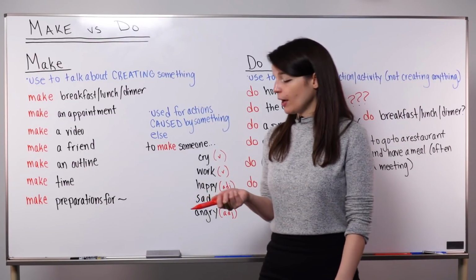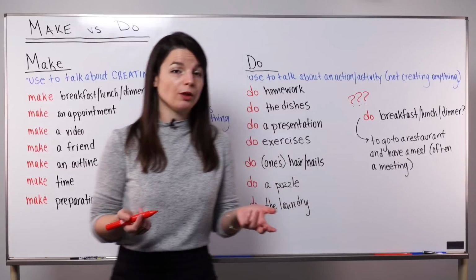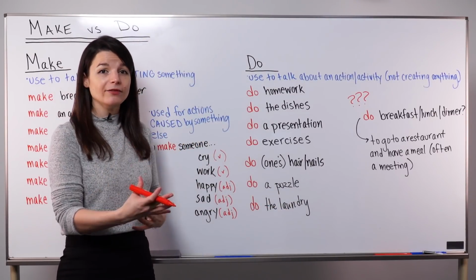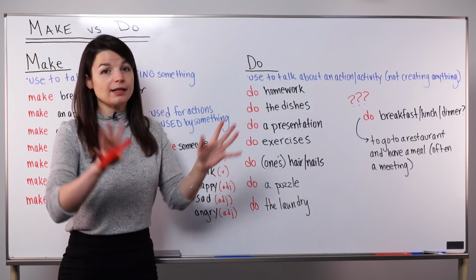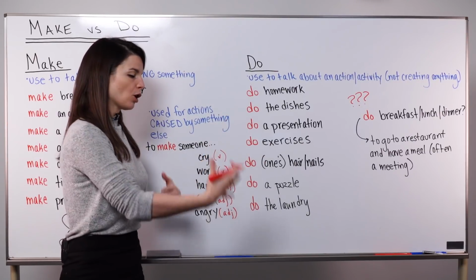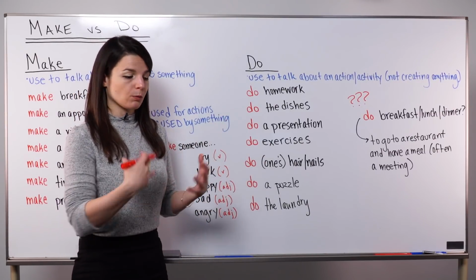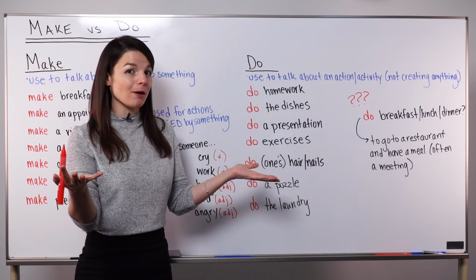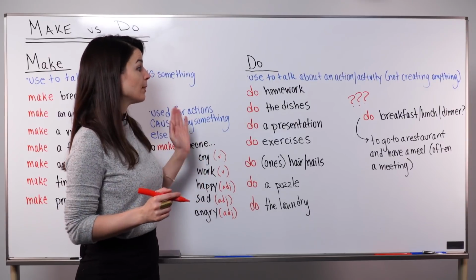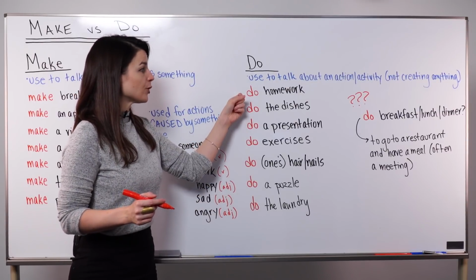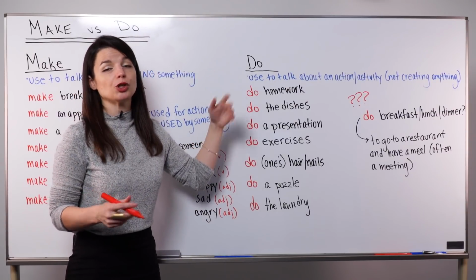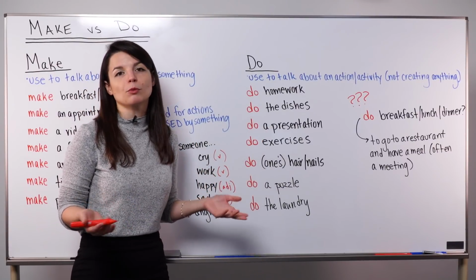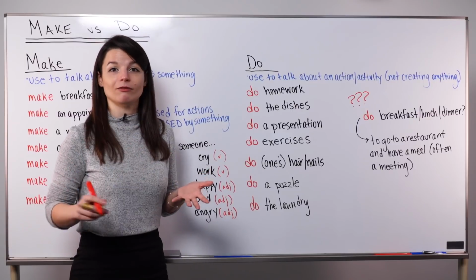So let's compare this to the verb do. The verb do is used to talk about an action or an activity, but we're not actually creating anything. It's like we're going through a motion. We're just taking a simple action, but maybe nothing new is coming from the action. Let's look at some common examples, very useful for students and maybe for people working. Do homework, or do reports. I have to do some reports, or I have to do some grading if you're a teacher.